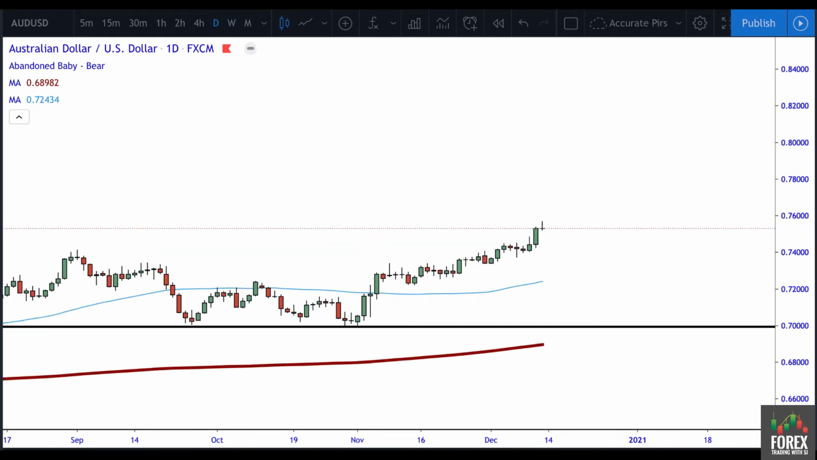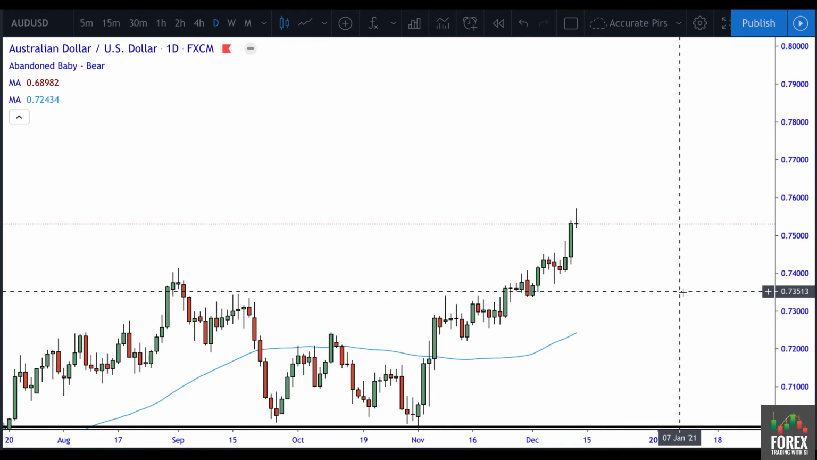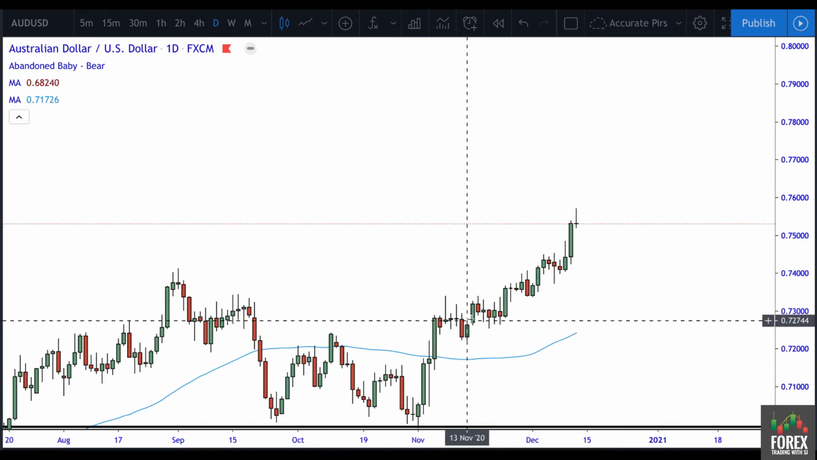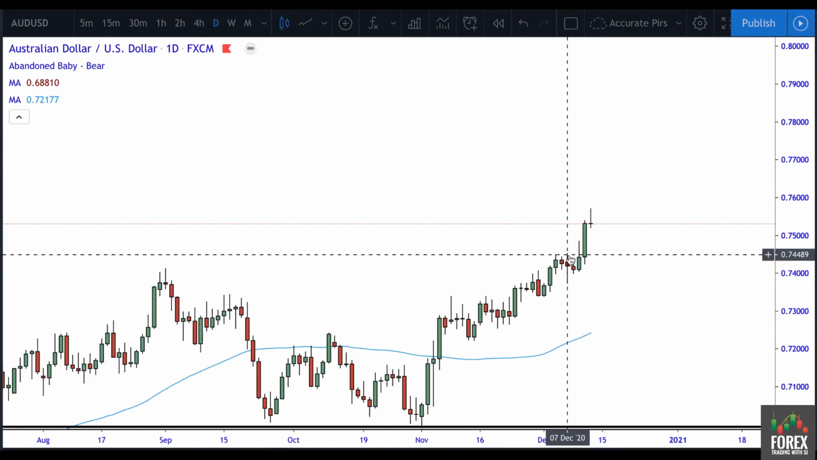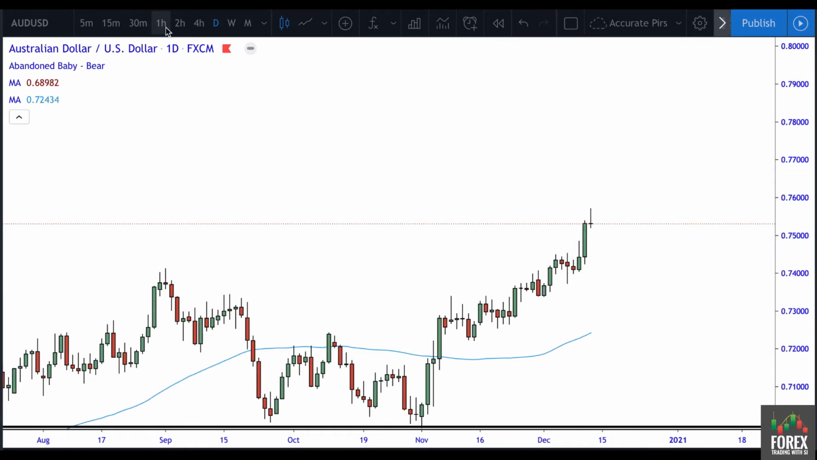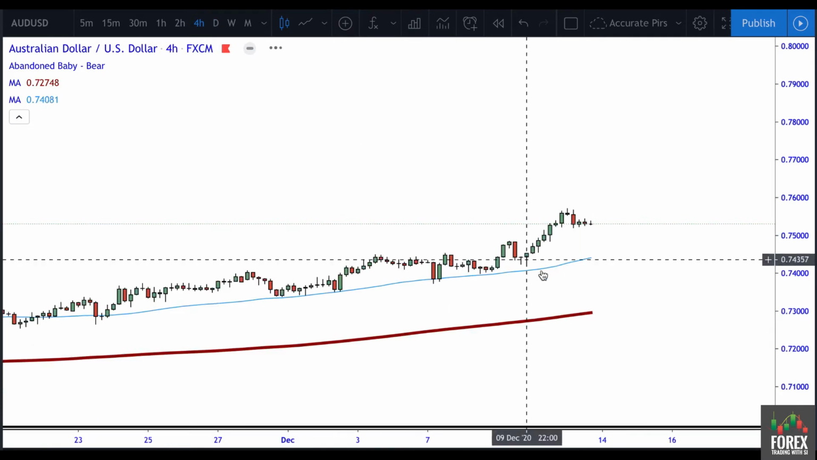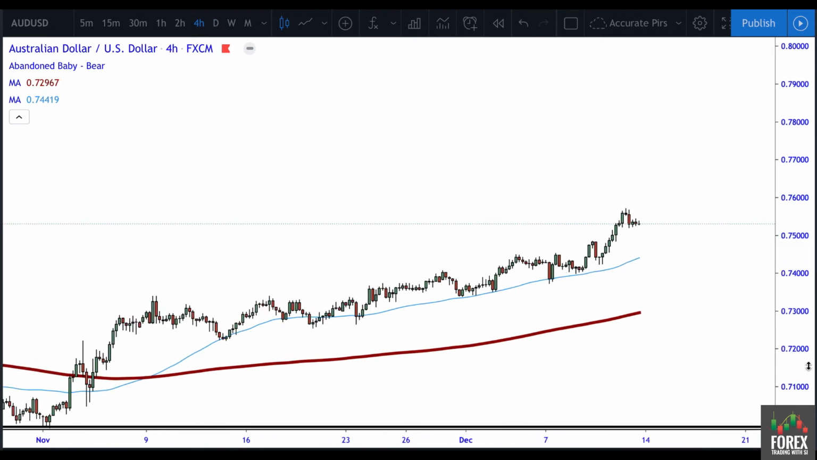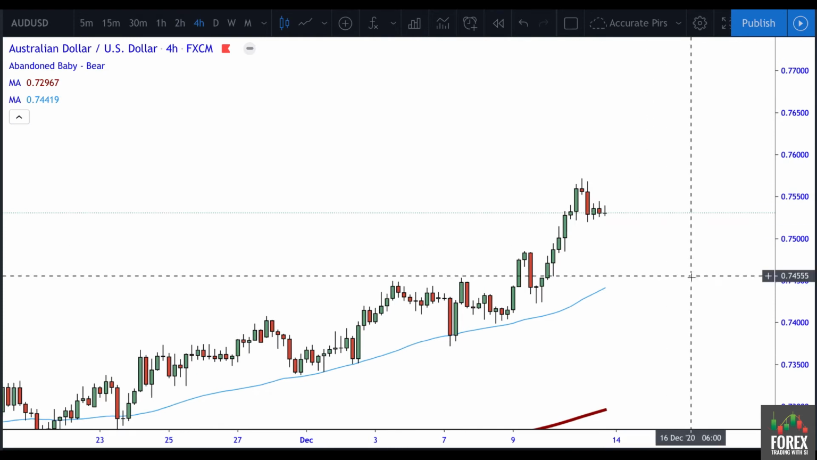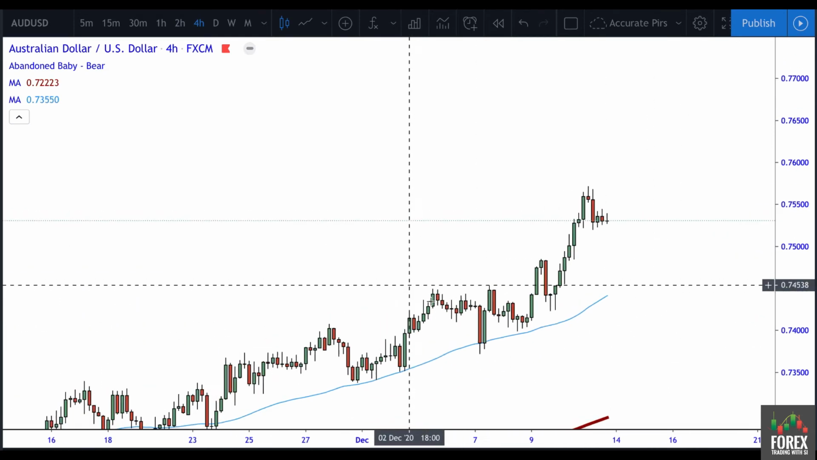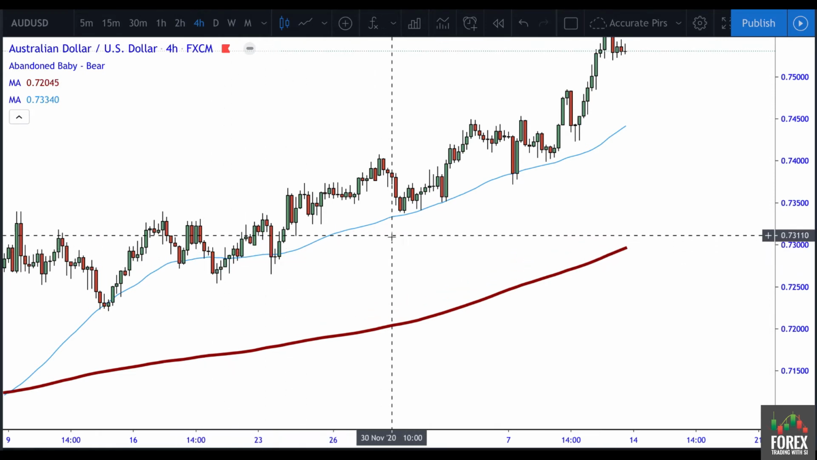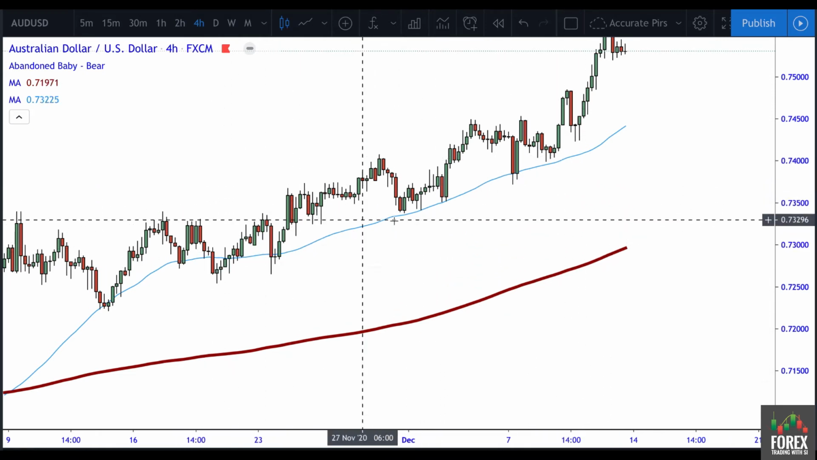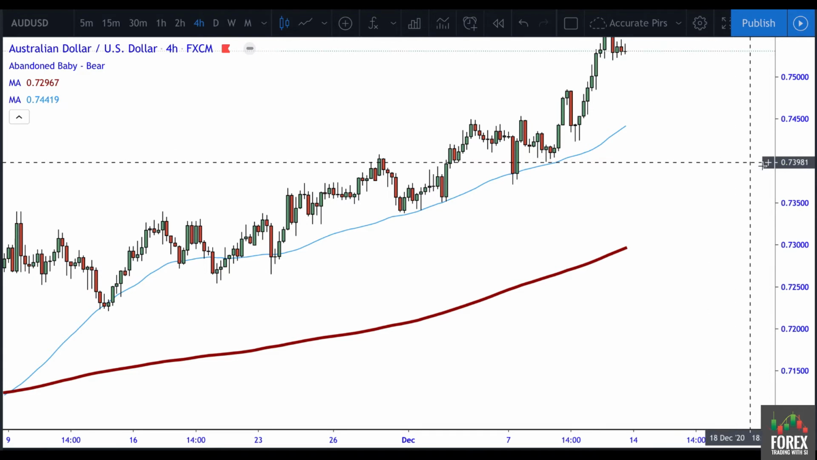Scroll on to the daily time frame. As you can see, slowly but surely it's been pushing upwards, having that upwards momentum. Going to a 4-hour time frame. What I can see now on the 4-hour time frame, look how it's playing out on my moving average. Look at that, lovely. It's reacting off of it very well.